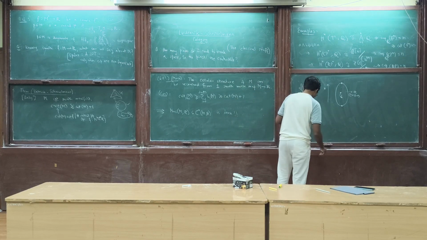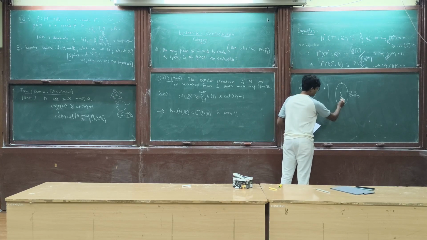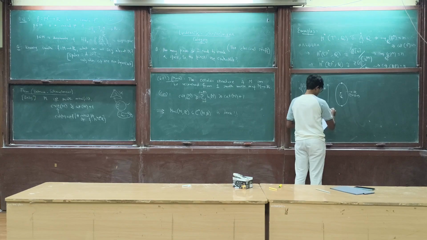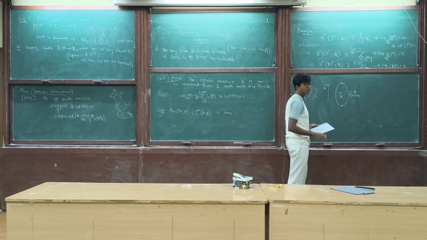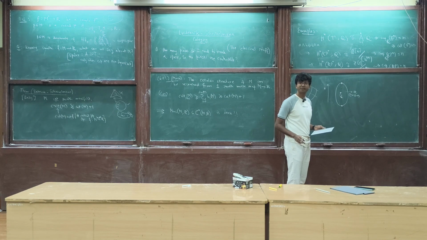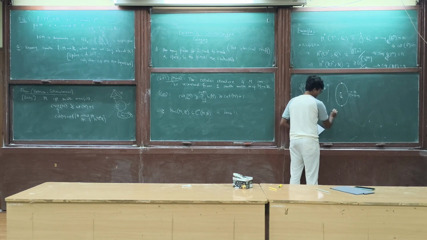So, what are the Betti numbers for the torus? Does anybody remember? Okay, I'll just write it down.